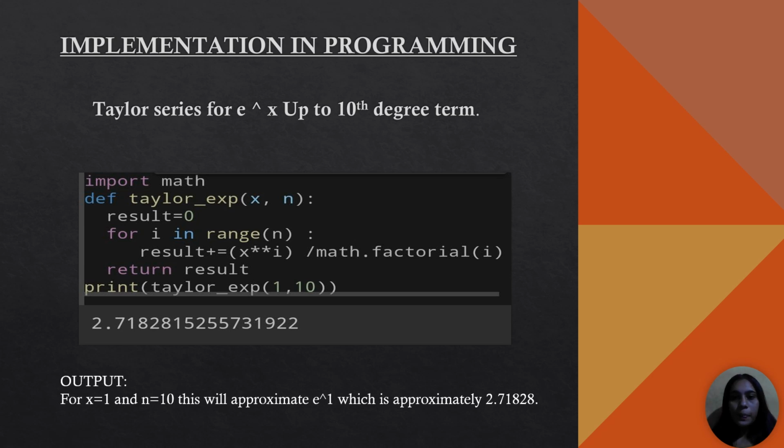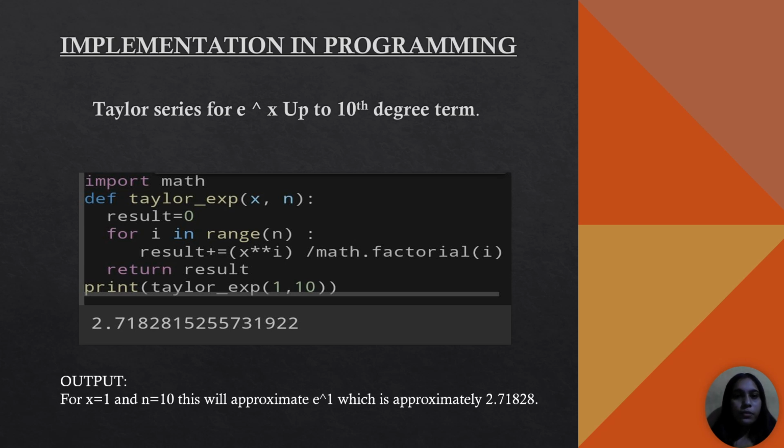And then here we'll be computing the Taylor series. We'll use a loop that iterates through the first n terms of the Taylor series, and each term is added to the cumulative result. Later we have the return result. So after the loop, the cumulative sum is stored in the result, and then the result will be returned.